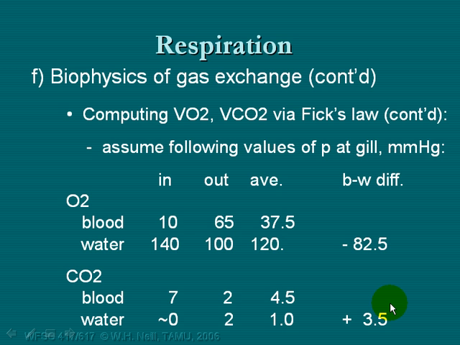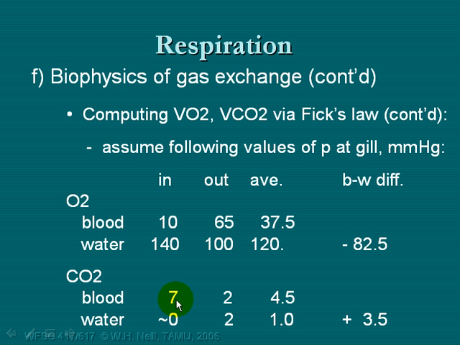Computing oxygen uptake rates and CO2 excretion rates by Fick's law, to continue. I've got some values here that I have to use for oxygen and CO2 partial pressures in blood and water. What I'm going to argue is that the blood comes into the gill exchanger with 10 millimeters partial pressure of oxygen and 7 millimeters partial pressure of CO2. And the water comes into the exchanger at 140 for oxygen. This is air-saturated water, or nearly; it'd be 160 if it were completely. And near zero on CO2.